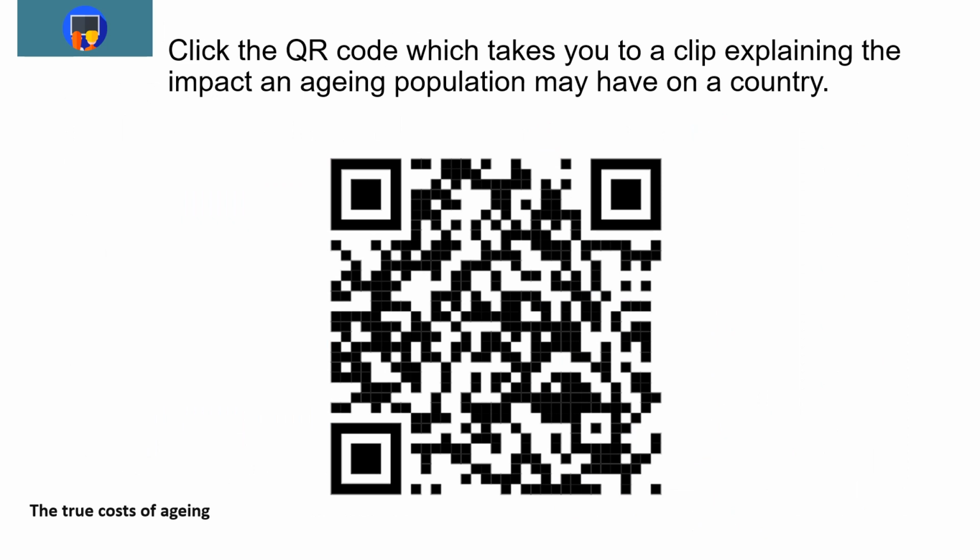Scan the QR code, which takes you to a video about the true cost of ageing. If you cannot scan the QR code or it just isn't working for you, then in YouTube type in the true cost of ageing and it will take you to the video. At the bottom of page 10, you need to make notes about what this clip tells us about the impact an ageing population might have on a country.